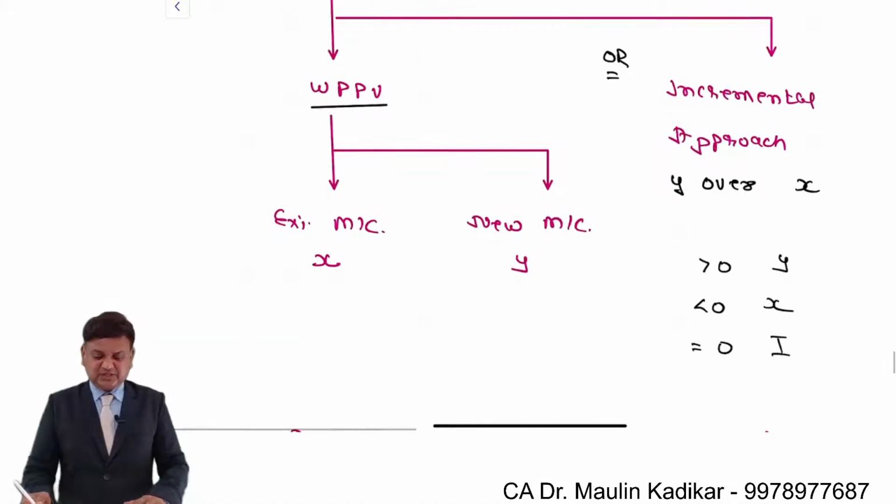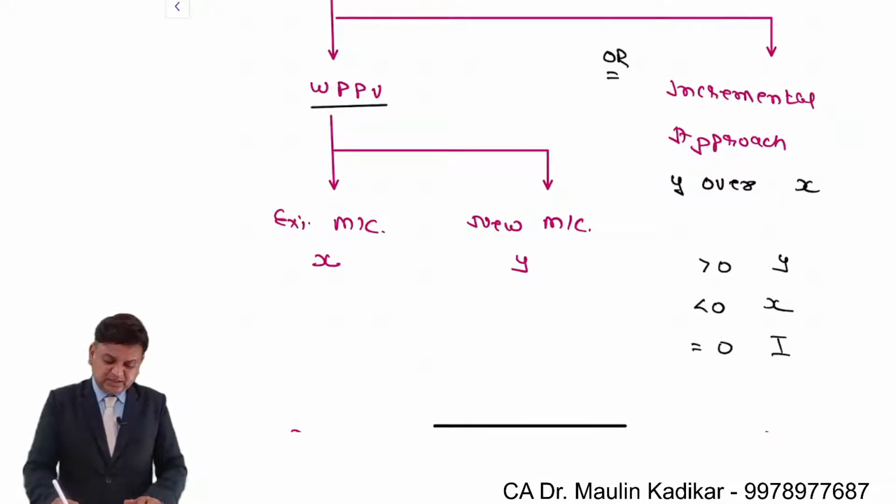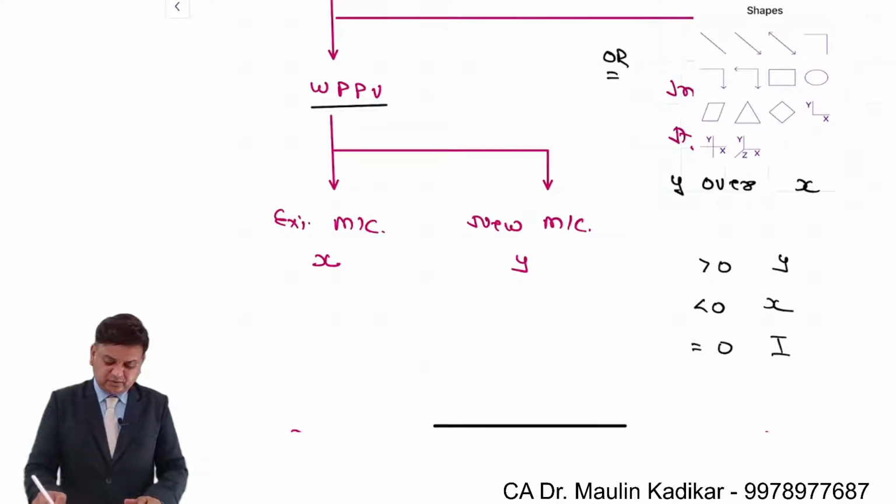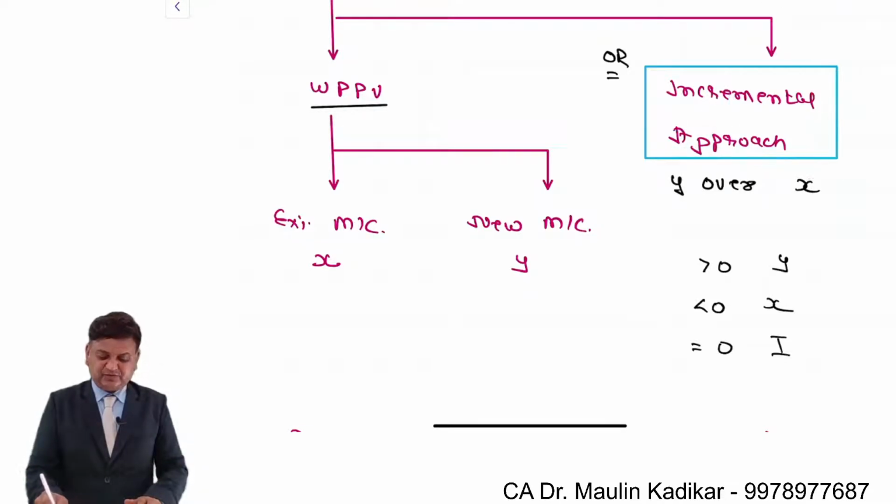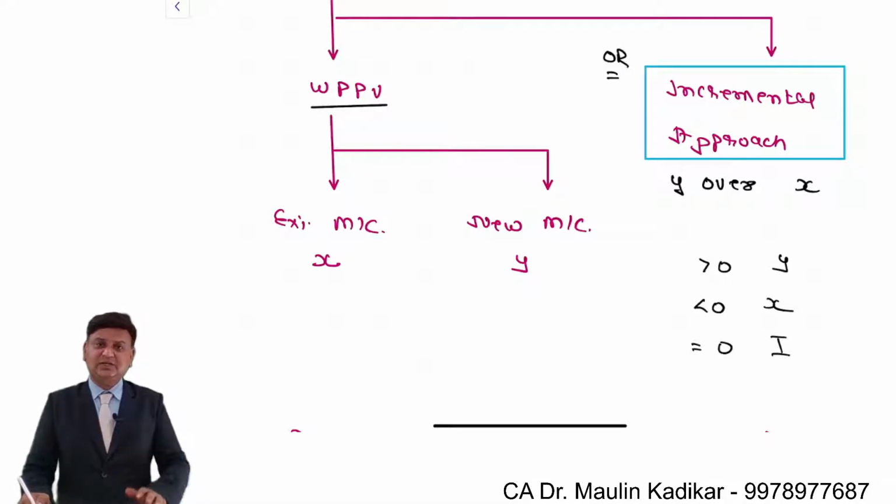We are required to take the decision. We can take the decision by either of the methods: the whole project point of view, or the incremental approach. Dear students, from the examination point of view, the incremental approach is always preferable. As this was an initial question, I made the calculation by both the methods. In the coming questions, we are going to follow the incremental approach for decision making.